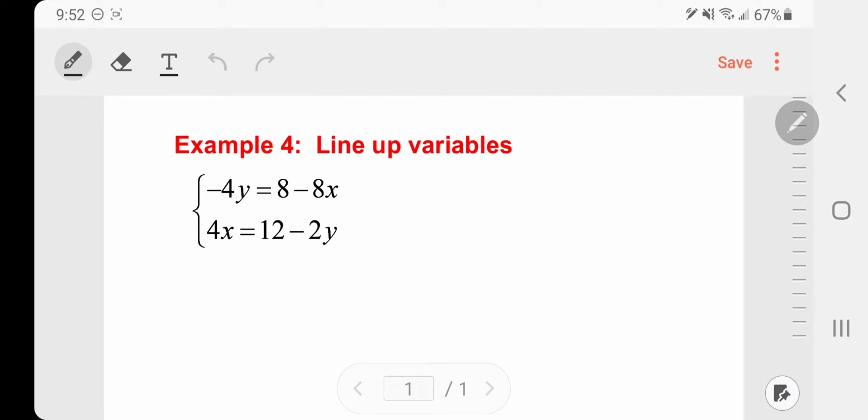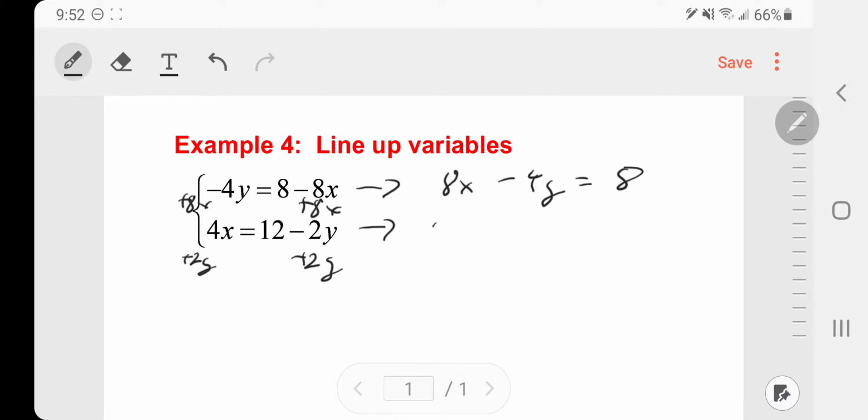so I'm going to start here by reordering them into a standard form where we can have each of our variables lined up. So I'm going to get my x's and y's to the same side. I'm going to add 8x on both sides here, and I'm going to add 2y on both sides here. Okay, so let's rewrite these two equations. Now this one is going to become 8x minus 4y equals 8, and this one is going to become 4x plus 2y equals 12.